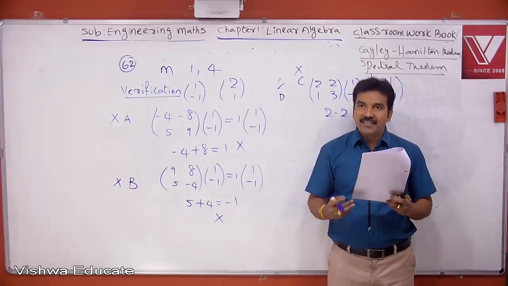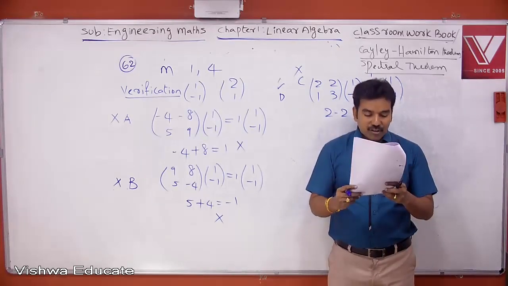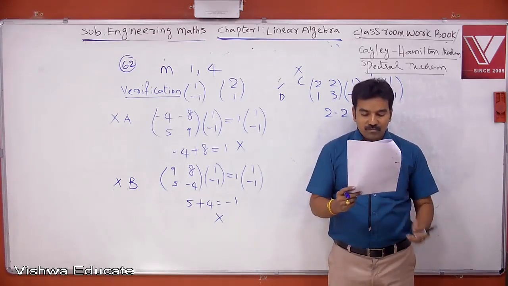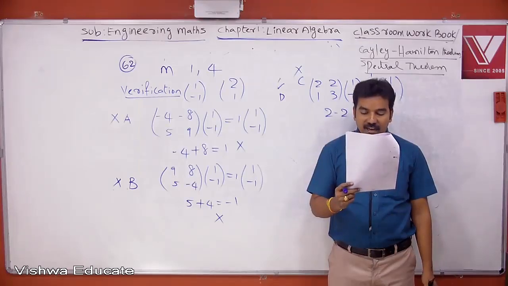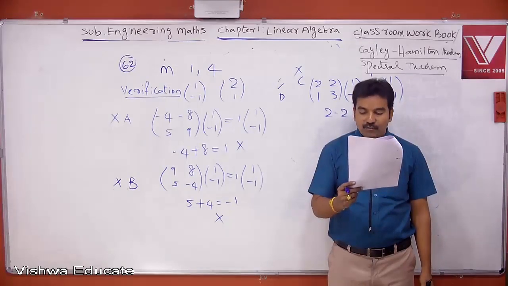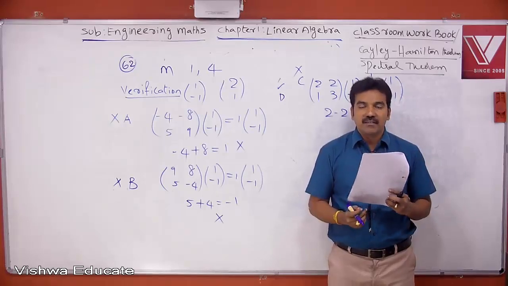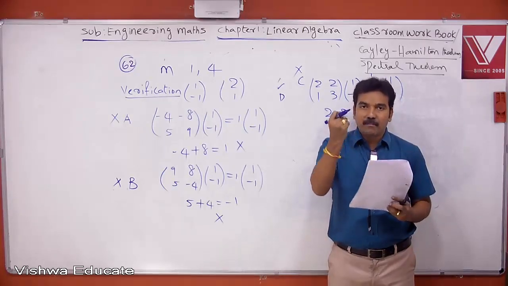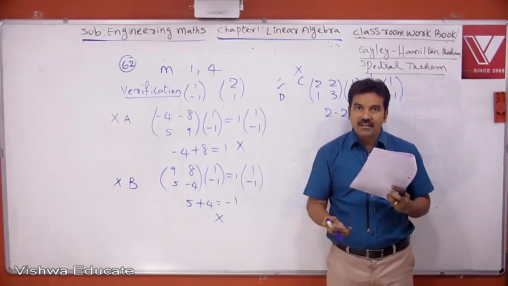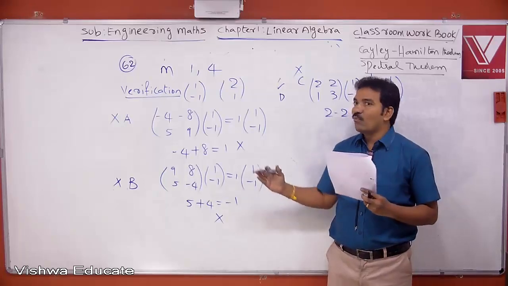Another way is just like the previous question. In the first option, the first element is minus 4. In the second option, the first element is 9. In the third option, it is 2. In the fourth option, it is 3. The first element in all the options is different. So if you find that element just like in the previous question, you can get the answer easily. That is one way, and this is verification.